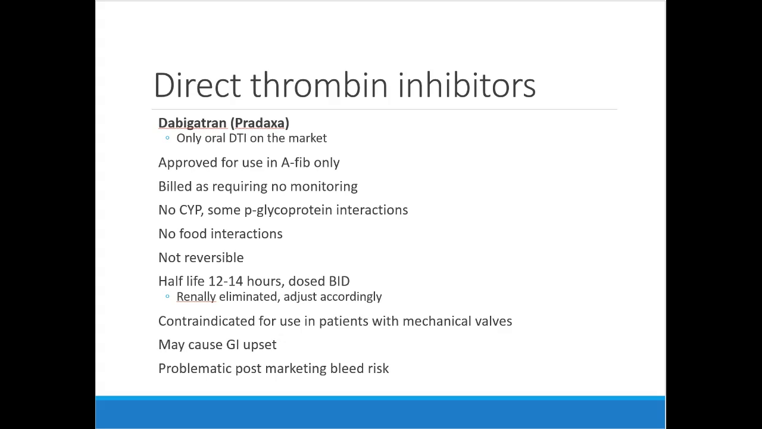Okay, the first one is a direct thrombin inhibitor. It's called dabigatran, or Pradaxa. It's approved for use in atrial fibrillation only, but it also has expanded indications for venous thromboembolism now. So that's kind of old, I should have changed that slide. It does have indications for use in AFib, and I'll say VTE here.